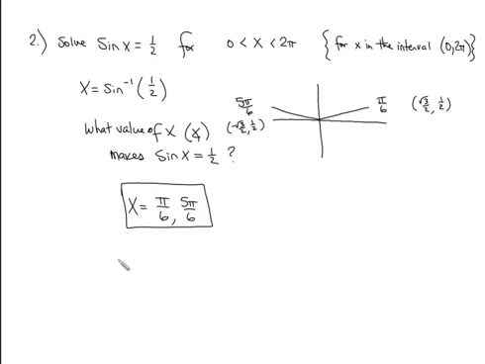Now, there are a couple different ways that they can ask this, and this is why I said that you have to make sure you pay careful attention to the instructions. Instead of asking you to solve for x between 0 and 2 pi, they could ask you to solve for x between 0 degrees and 360 degrees.